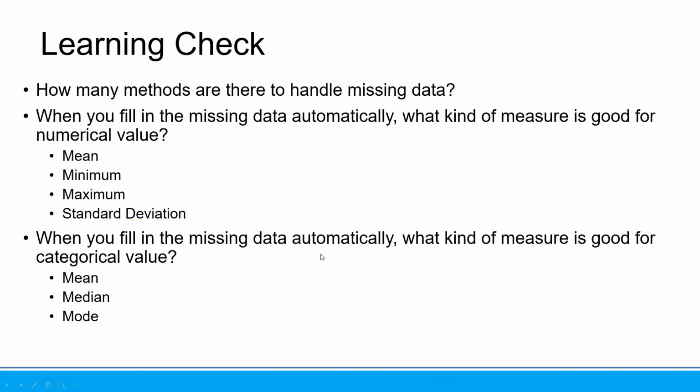When you fill in the data automatically, what kind of measure is good for categorical value? Mean? Yeah. In categorical value, there is no mean. In the categorical value, there is no median. So the best option is mode. Okay.